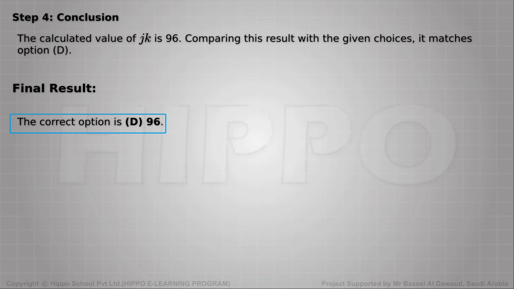This problem really highlights how a seemingly complex expression can be simplified by applying fundamental rules one step at a time. Remember that negative exponent rule. It's a common topic on the SAT. Great job working through this one.